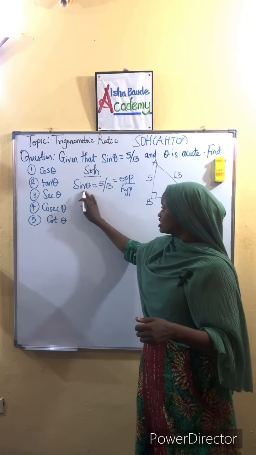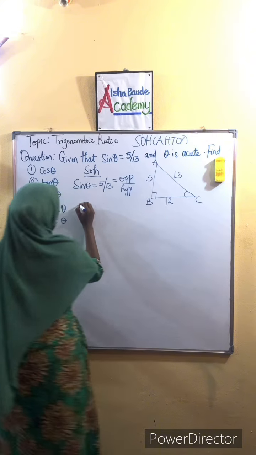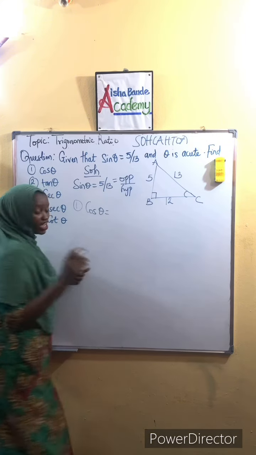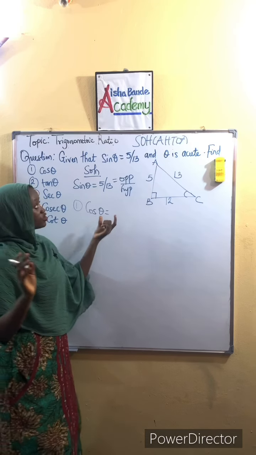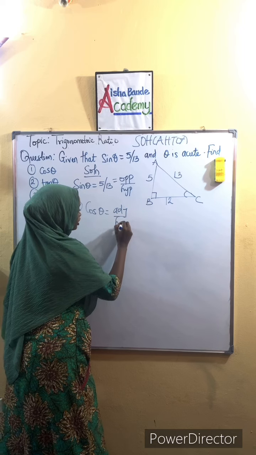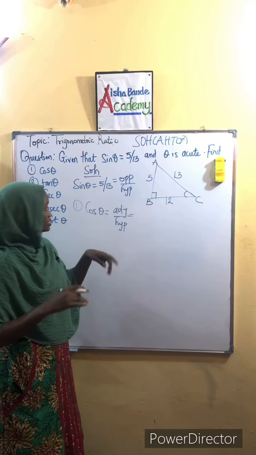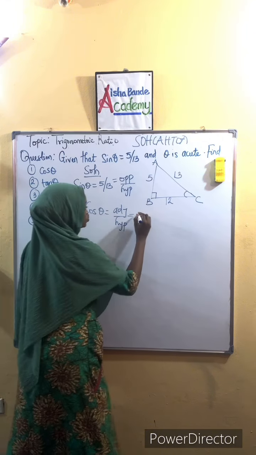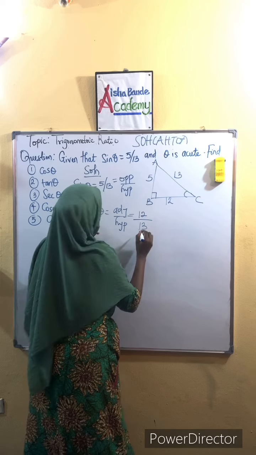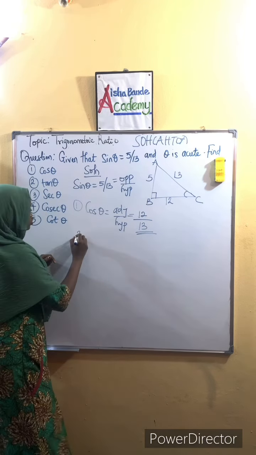We already have sine theta, which is 5 over 13. Let's begin with the first question, which says we should find cos theta. From the formula I stated in the last class, cos theta is equal to adjacent over hypotenuse. We substitute the values. The adjacent is 12 and the hypotenuse is 13. So cos theta is 12 over 13, and that's the answer.